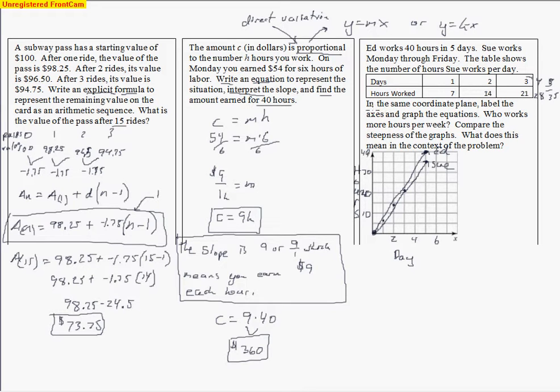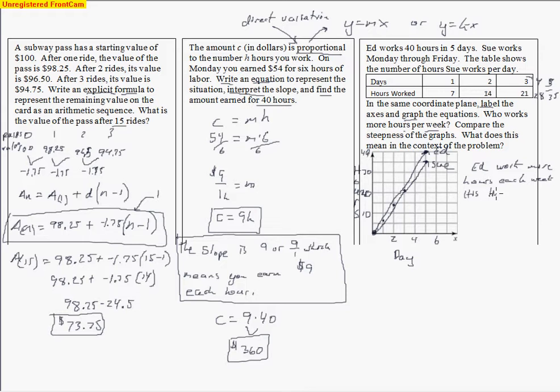And so what we need to do is interpret what's going on. We've now graphed it. We've labeled the coordinate planes. We've labeled the axes. We've done this stuff here. Who works more hours per week? So we would say Ed works more hours each week. And of course, now we're going to have to explain why.